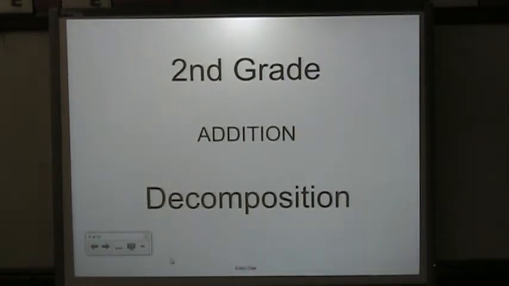The second strategy we're going to focus on today for second grade addition is decomposition. We've talked about number line, place value blocks, and the part-part whole model. So decomposition is kind of the next nicest way to move into things.